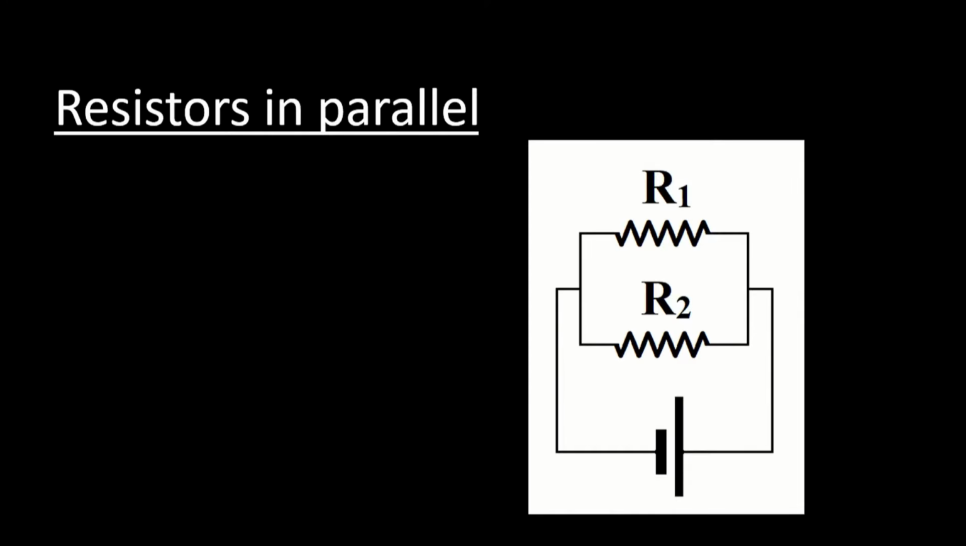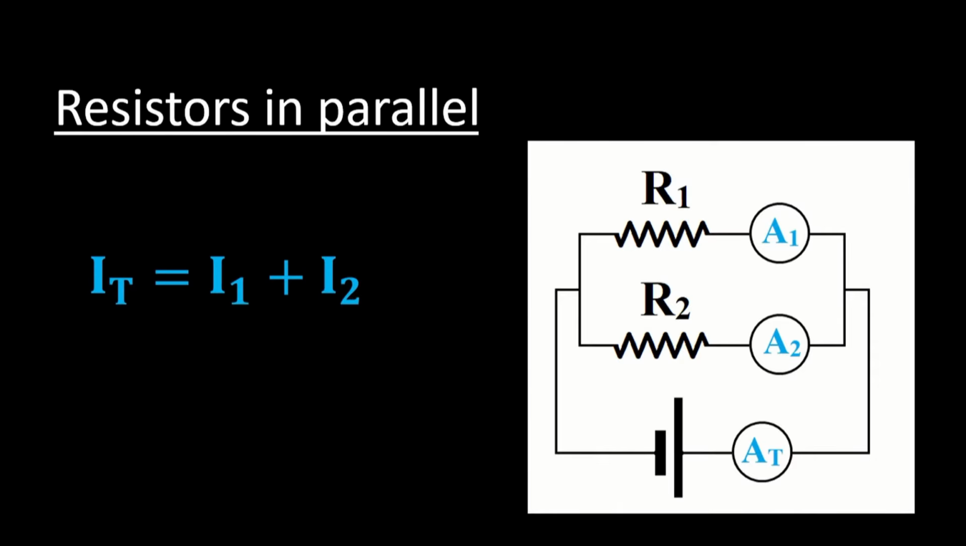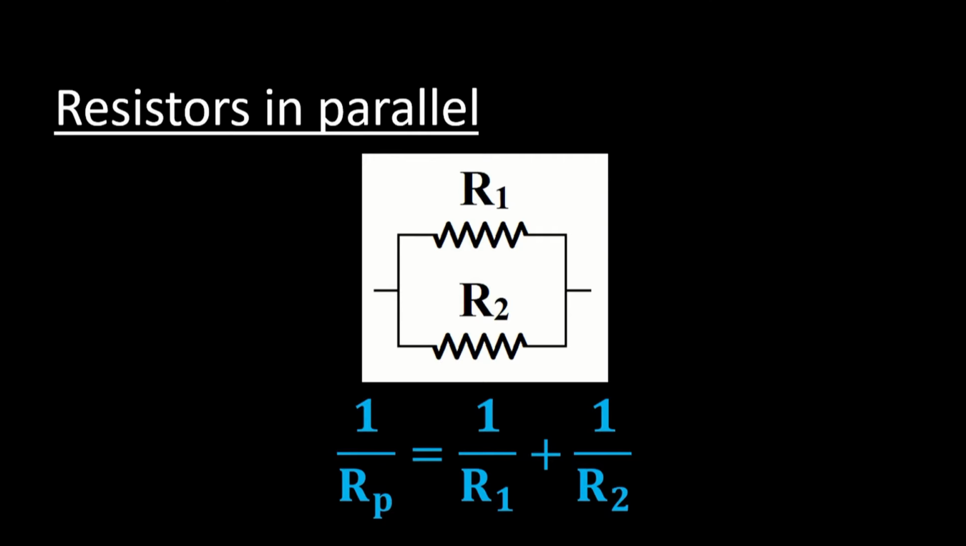For resistors in parallel, the voltage across the two resistors is the same, and in this simple circuit it is equal to the voltage of the battery. However, if you measure the currents, you will find out that the total current is equal to I1 plus I2, which makes sense because the current splits between R1 and R2. This information can be used to find the relation of the total resistance in parallel.